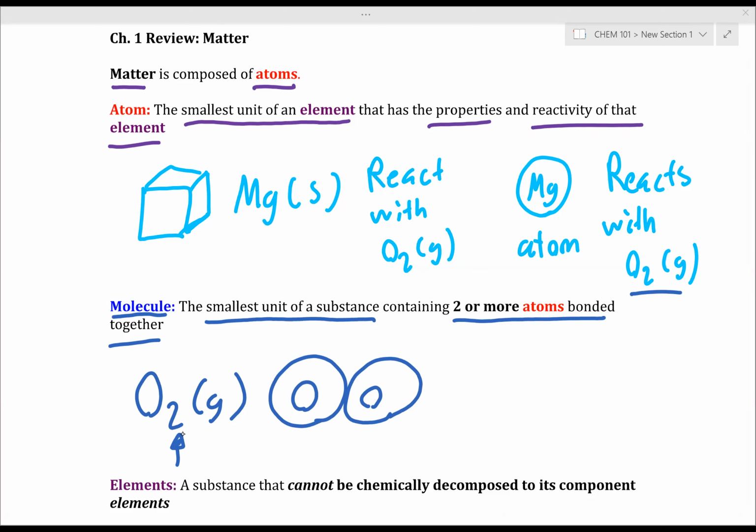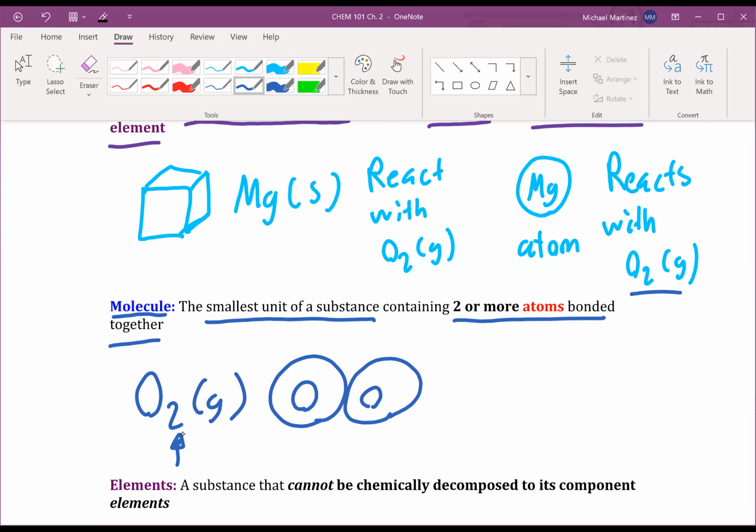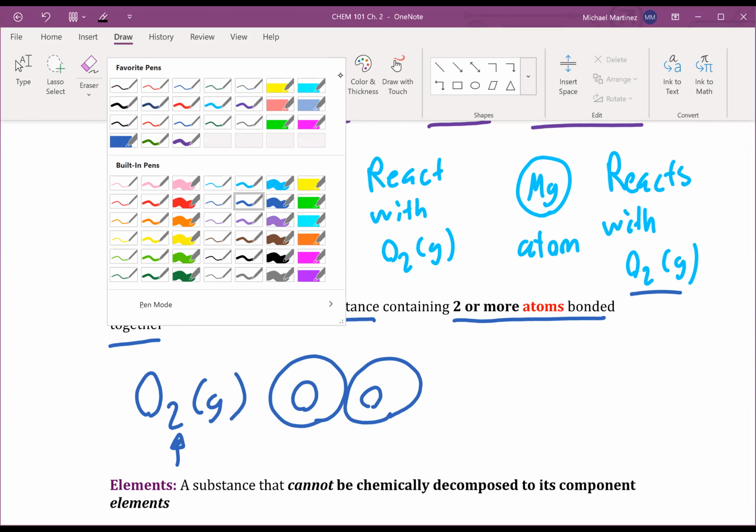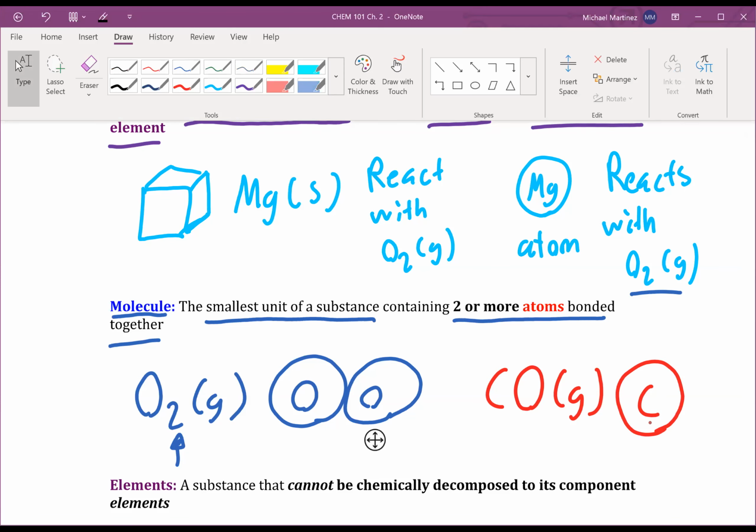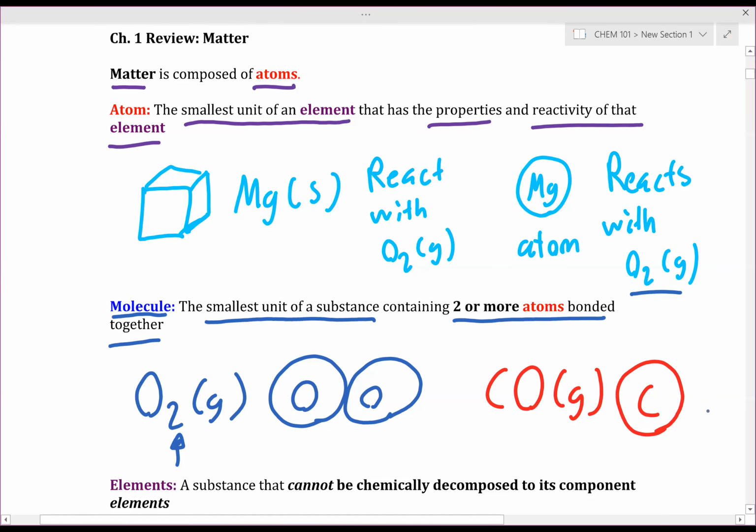So this is a chemical species containing 2 or more atoms bonded together. Now, the atoms involved in a molecule do not necessarily have to be the same. So for example, in carbon monoxide gas, we have a carbon atom and an oxygen atom. Do we still have two or more atoms bonded together? Yes, so it's a molecule.